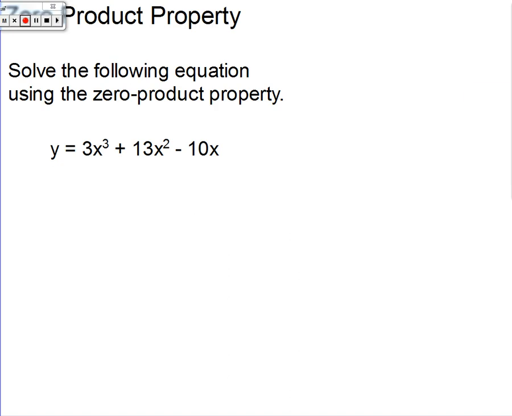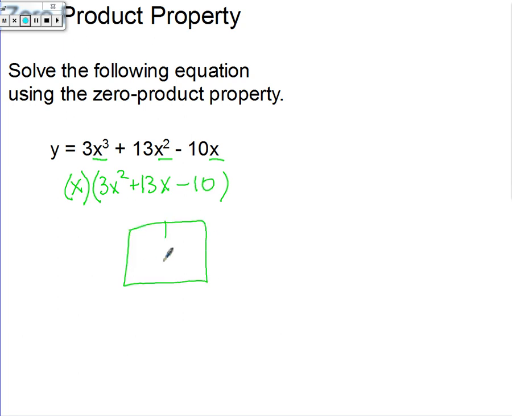Zero product property. For zero product property, we want to factor first. Now you look at this statement here and you don't see a squared, you see a cubed. So we've got to look at this and see that we have an x, an x, and an x, and realize that before we even begin the process, we need to factor an x out of everything. So if I take an x away from each of these terms, I'll have 3x squared, 13x, minus 10.